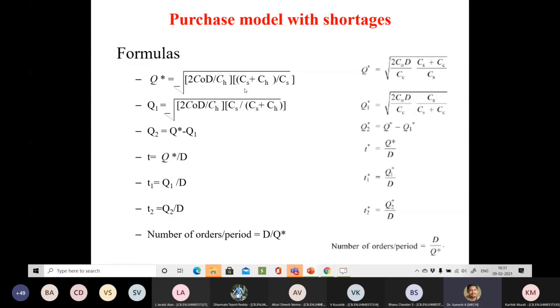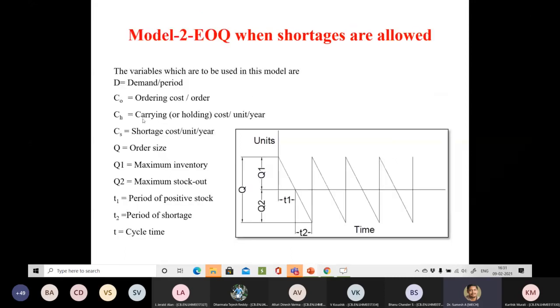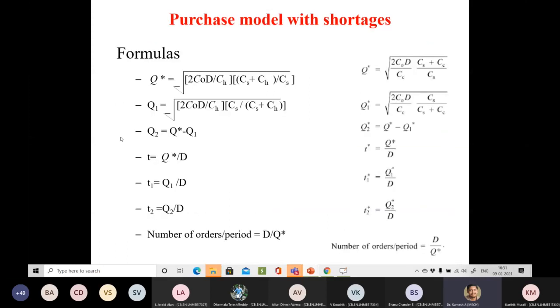In the calculation of Q naught, or EOQ, you can see the third cost, CS, the shortage cost, is taken into account. So this is C0, this is CH, this is CS. CS is the shortage cost, and the term CS plus CH divided by CS is taken into account for the calculation of EOQ. This is the only modification in the formula.